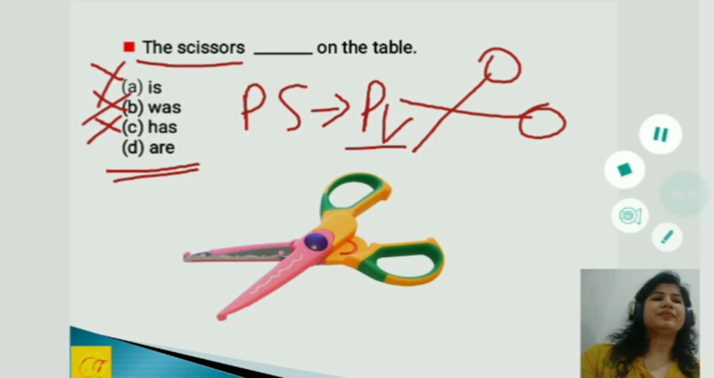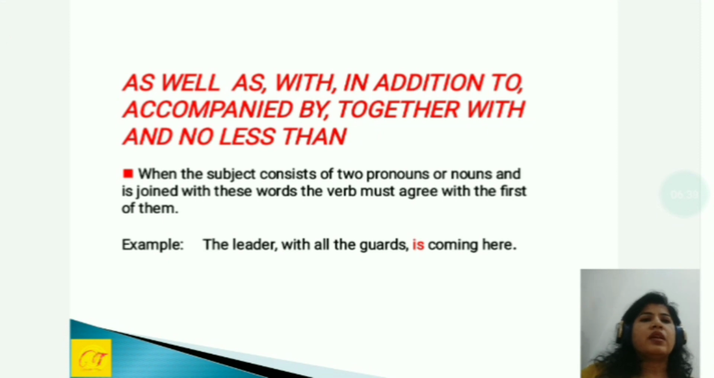Alright. The next rule is, here are some words that we use to join two nouns or two pronouns. But confusion is there about which verb would go with the first subject or with the second subject. The words are as well as, with, in addition to, accompanied by, together with, and no less than.